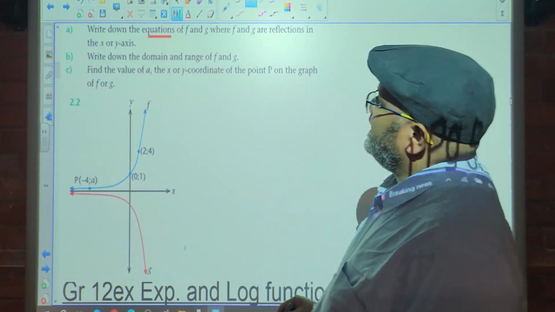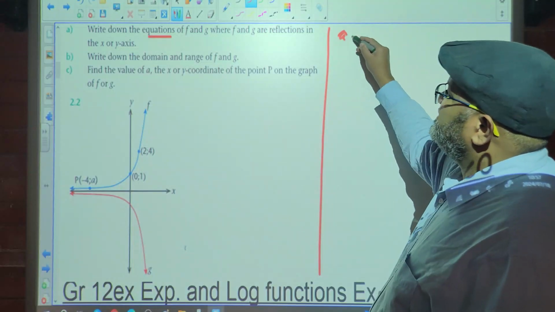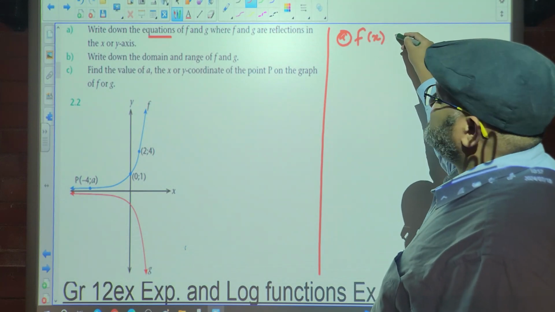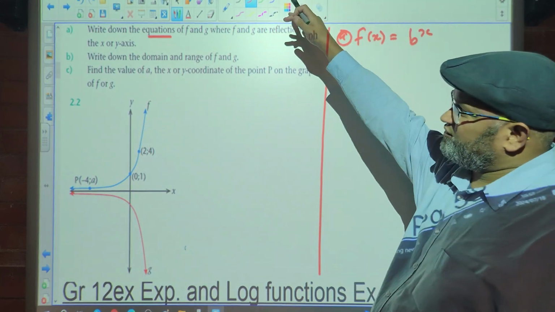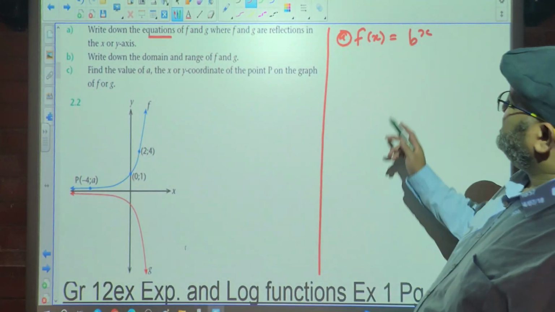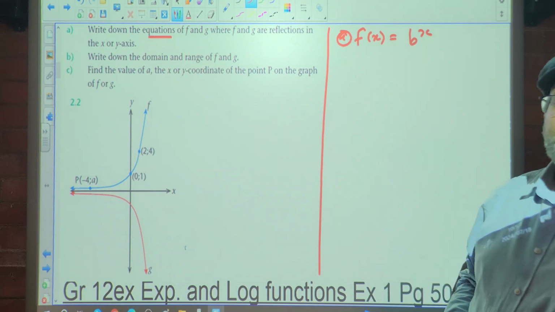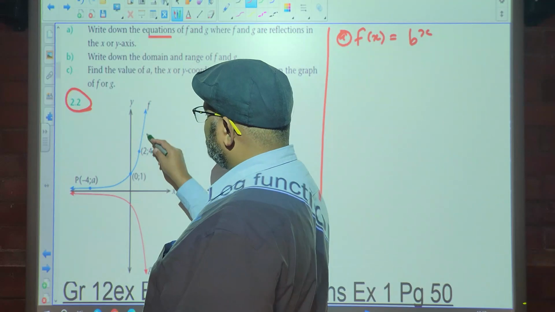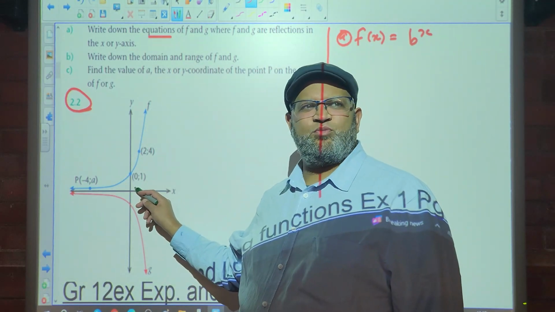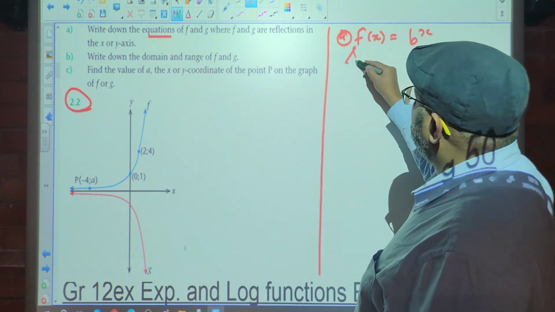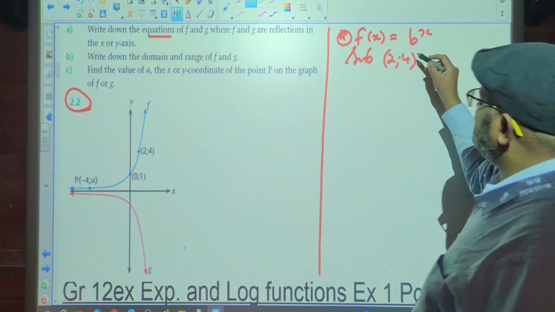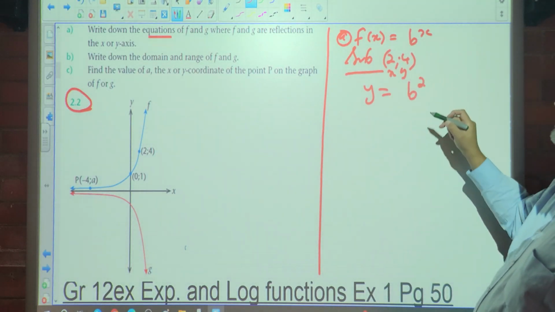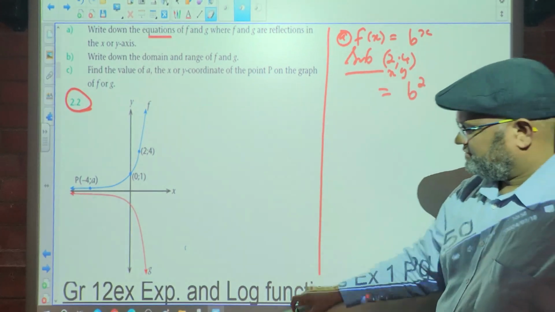People, I asked to write down the equation of f and g. Remember, f of x has the formula b to the x. So, how many variables do we need to solve here? 1. Remember, this is 2.2. There's one variable we need to solve. I need 1 point on the graph other than 0 and 1. Do we have such a point? Yes. We have 2 and 4. Let's substitute 2 and 4. So 4 is equal to b squared.